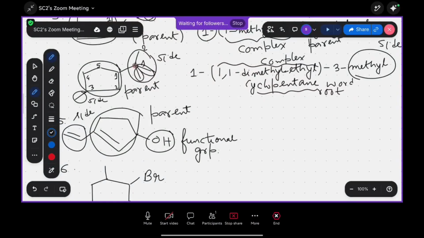This is definitely true that the alkyl chain which is attached to the ring is also having a double bond. But the ring is having a double bond as well as the functional group. And also the ring is having more number of carbon atoms.